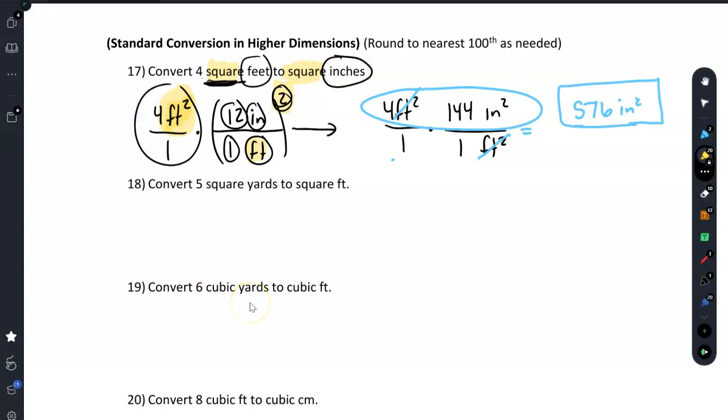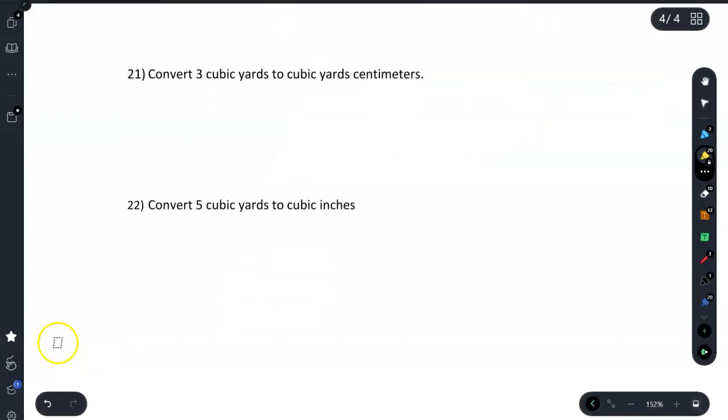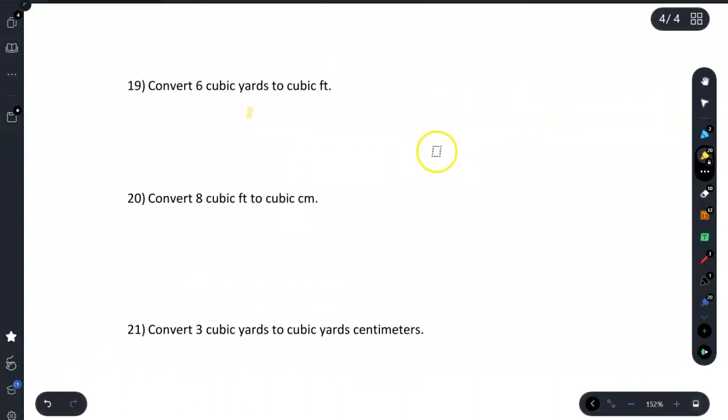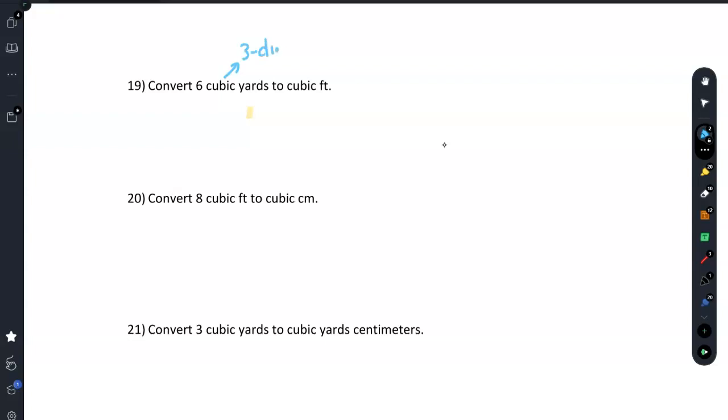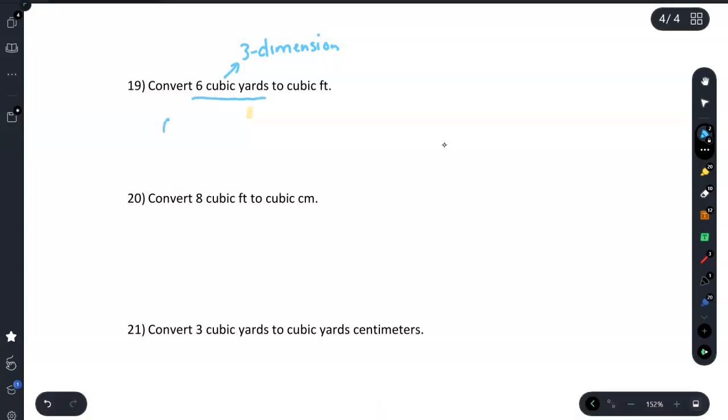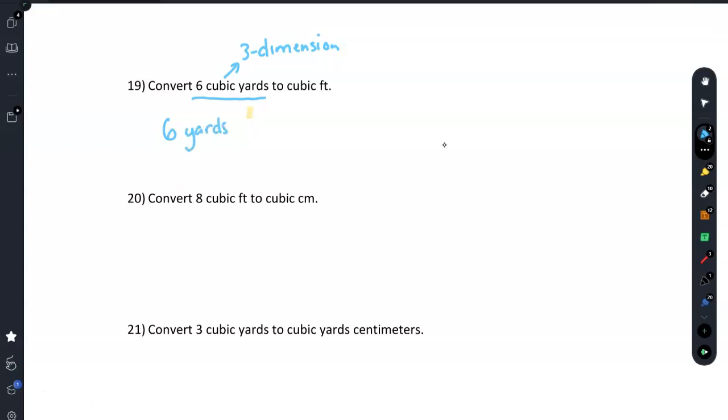Number 19, I have the word cubed. All right, so I have 6 cubic yards. When you see the word cube, that means we're in 3 dimensions. Instead of squaring something, which was 2 dimensions. When we square something, we raise it to the second power. When we cube something, we're going to raise it to the third power. So once again, I start with 6 cubic yards. So I want to start with 6 yards cubed. I make that a fraction.